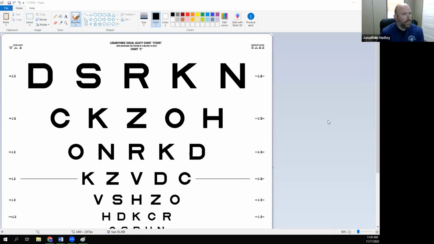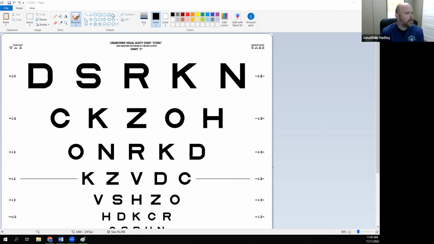One of the things about the ETDRS test, and I'm going to share my screen here to allow you to see the ETDRS chart over here. One thing to note about the ETDRS chart is that every letter is worth the same amount. Each letter is worth 0.02 logMAR, and that's not a number that you need to remember, but it matters for grading purposes. Each letter is worth the same amount.